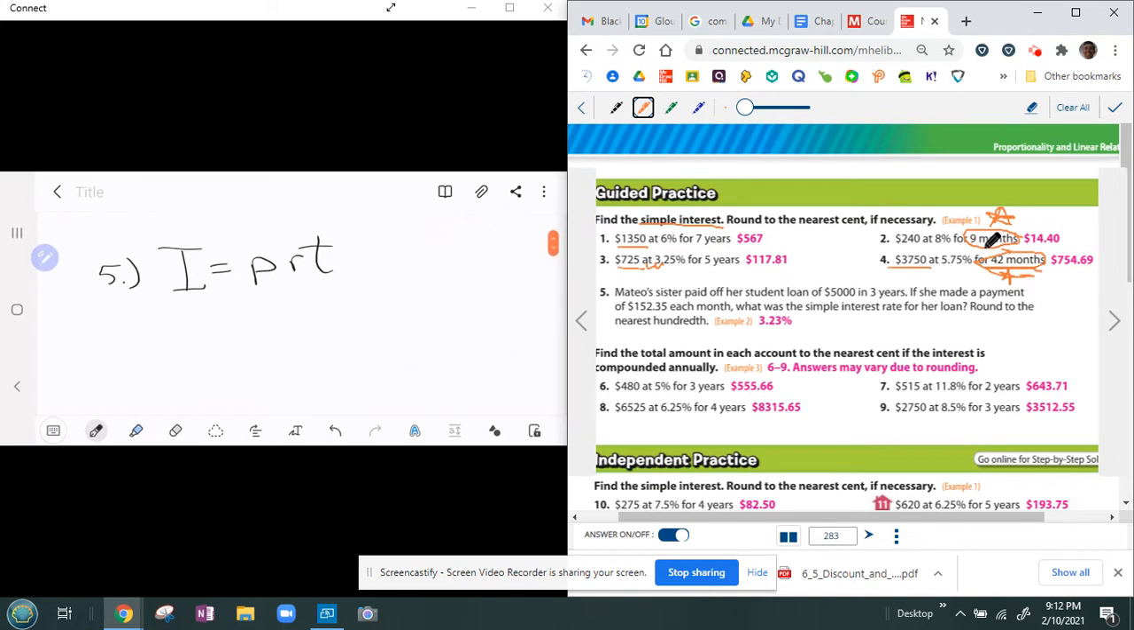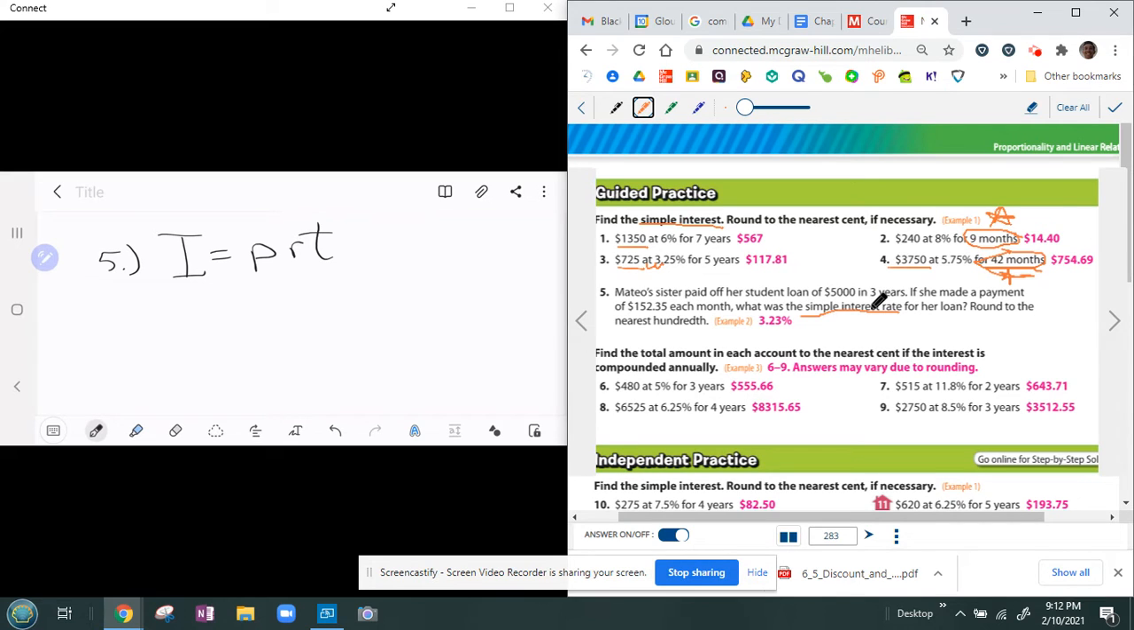All right, number 5. This is a problem where you are missing the simple interest rate, the rate. So you're actually missing the percent here. All right, but we're going to use the same formula, and they actually, let's see.